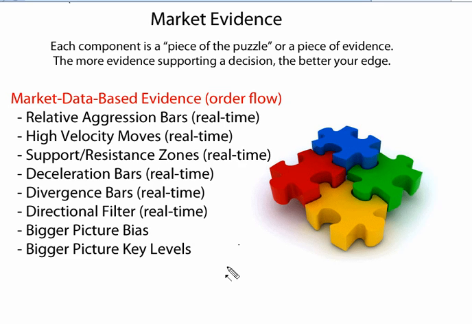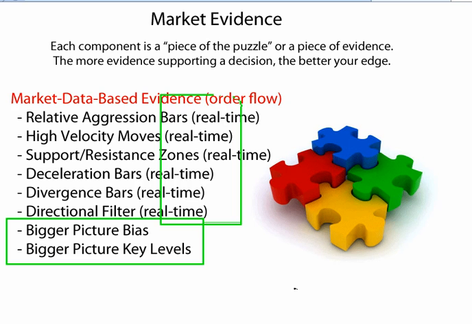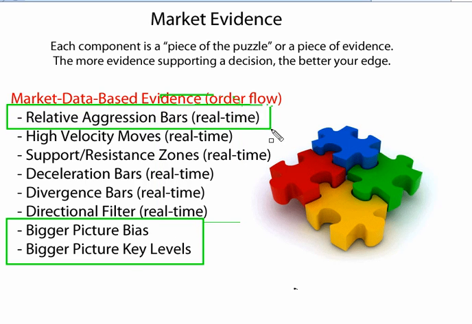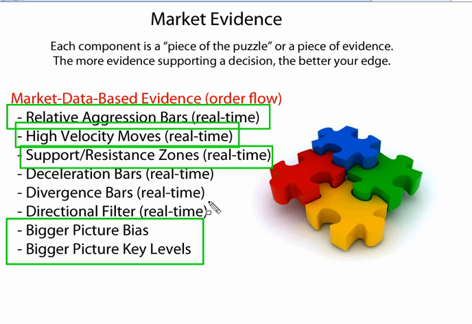But what we look at is bigger picture bias and bigger picture levels. So that's important in giving us a bigger picture context. And then we also want to put the market in context in real time. And you can see all of these pieces of evidence come in real time, starting with what we call relative aggression bars. That's really our first building block of what we do. And then we look at high velocity moves. We have support resistance that forms in real time, deceleration and divergence that forms in real time, and also a filter, kind of a path of least resistance on the short term that forms in real time.